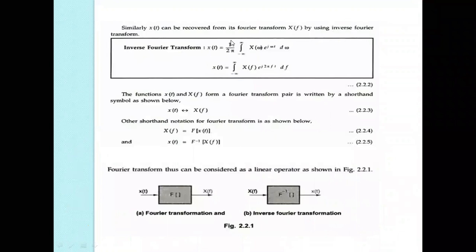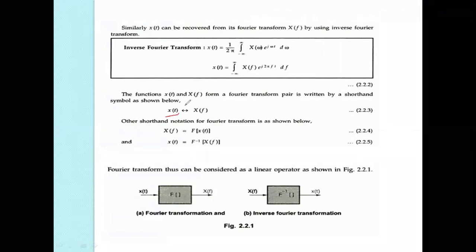So the inverse Fourier transform is 1 by 2 pi, integral from minus infinity to infinity of X of omega e power plus j omega t d omega. Now in the normal frequency, x of t is equal to the integral from minus infinity to infinity of X of f e power j 2 pi f t df, there is no 1 by 2 pi. Okay. The functions x of t and X of f form a Fourier transform pair.